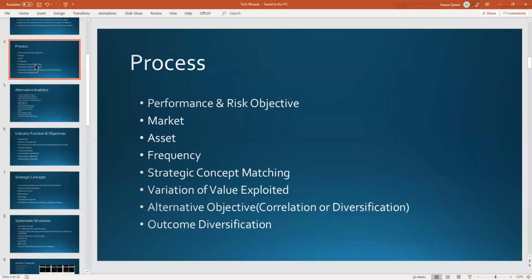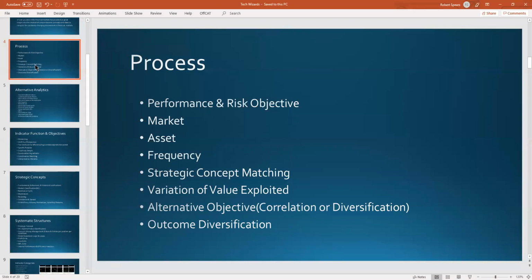So this is kind of related to frequency in some respects. Whether or not you're going to choose to exploit random variations of value or cyclical variations of value, and then that can determine your holding period as well.